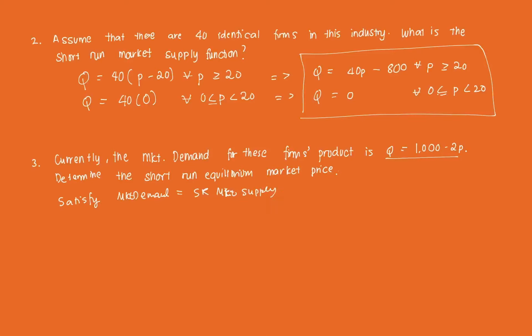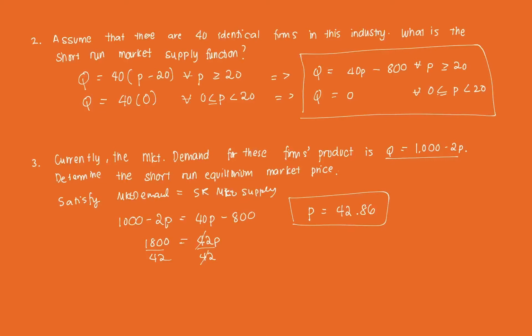So we have our market demand here, 1000 minus 2P, and that's going to be equal to 40P minus 800. Then we simplify. We have 42P equal to 1800. Then we divide both sides by 42, and we get P is equal to 42.86. So that is our short run equilibrium market price.